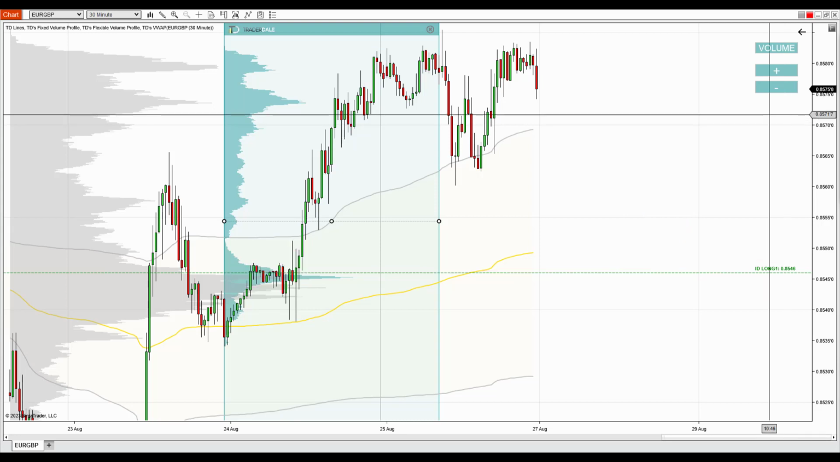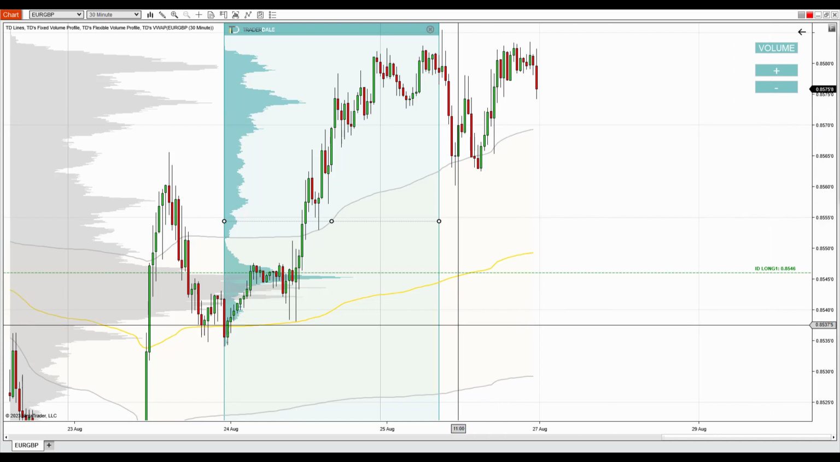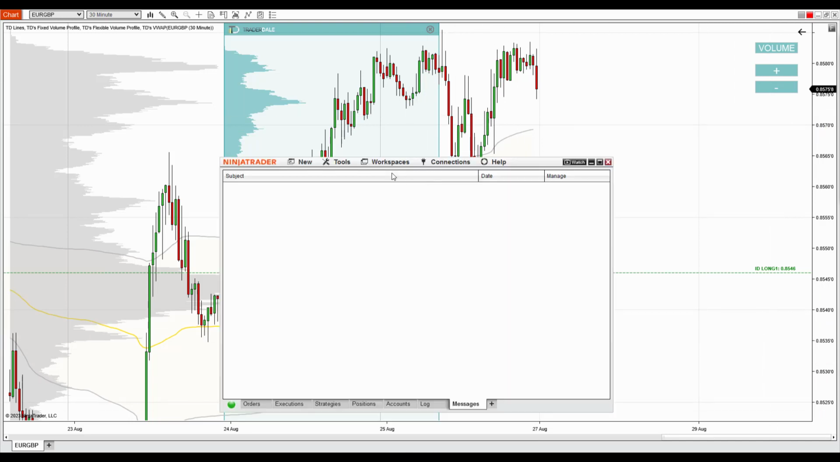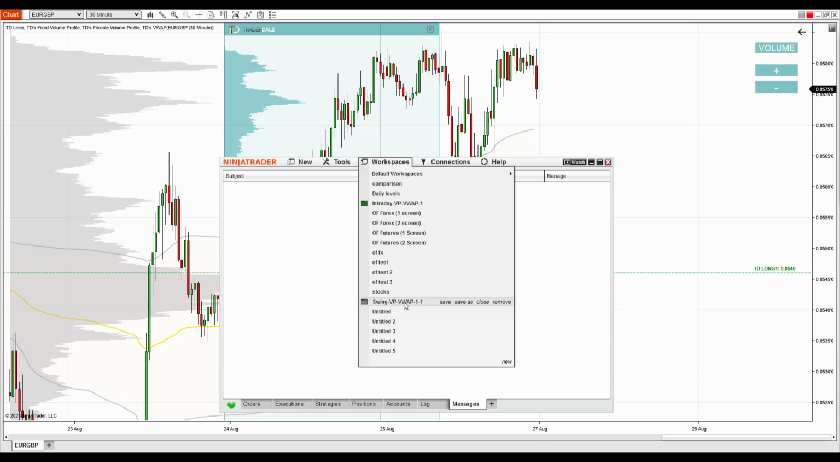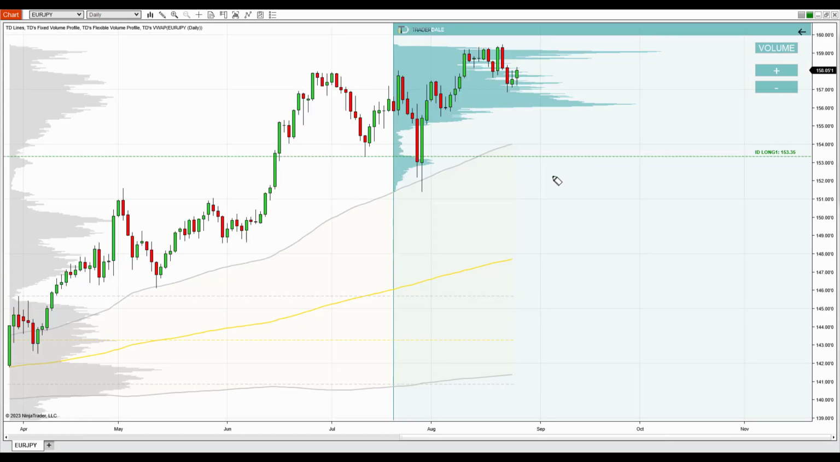But let me now switch over to another trading idea, and the next one will be a swing trading idea. So let me switch to a daily chart, because the daily chart is where I do my swing trading analysis. And what you're looking at is Euro Japanese yen.